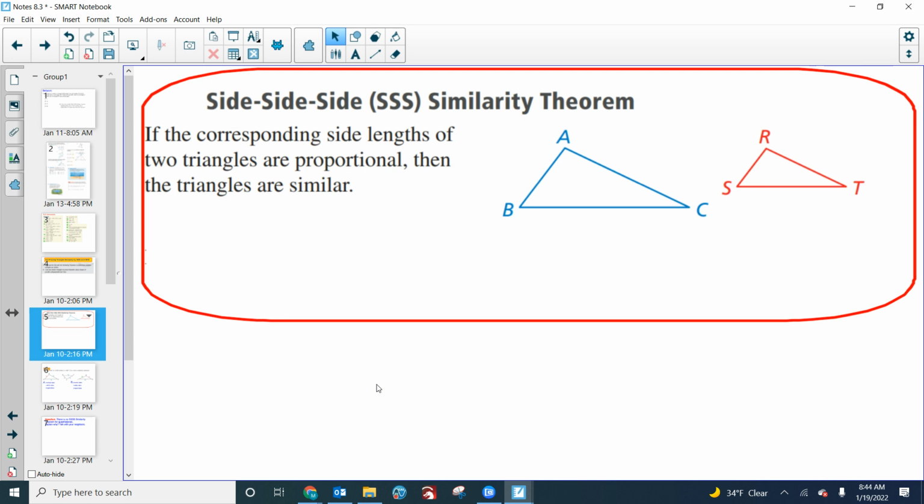Yes, Emma. When we're writing this on a proof, do we put SSS similarity to differentiate them? Yeah. Yep. And you can abbreviate it. Or you could even put similar by SSS. You know what I'm saying? Like, that would be fine too. Very good. All right, let's practice that.